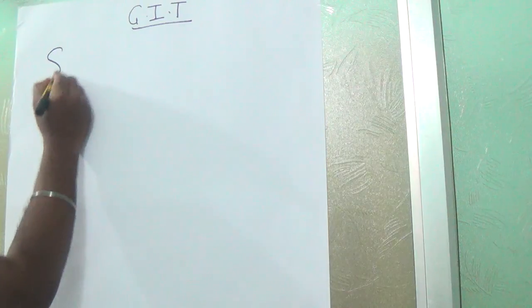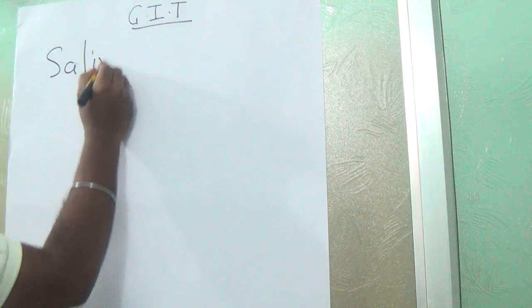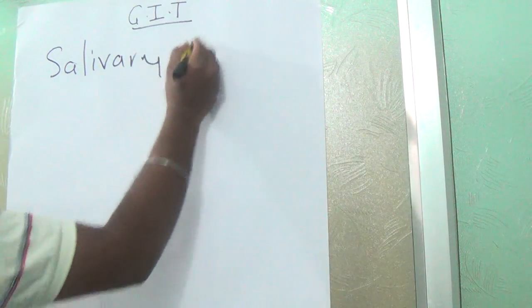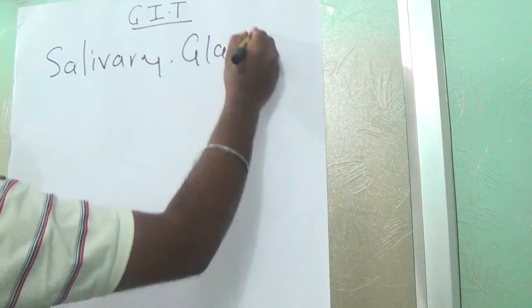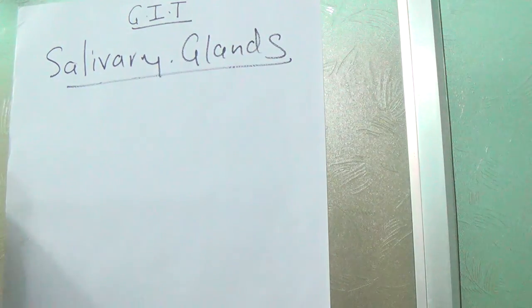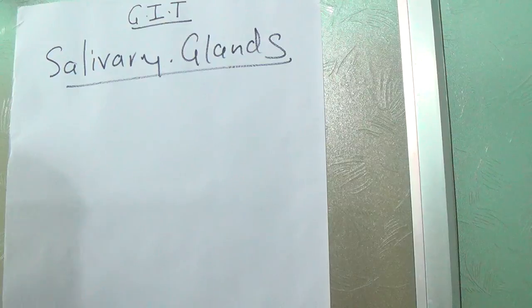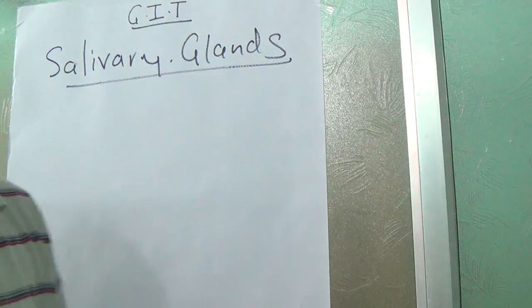But first, in GIT, I'll start from the mouth. Oral cavity. Oral cavity consists of what? So here we have got teeth, tongue and all the structures. But here, one question which is commonly asked is about something called salivary glands. Salivary glands.